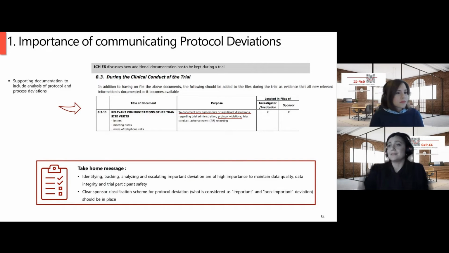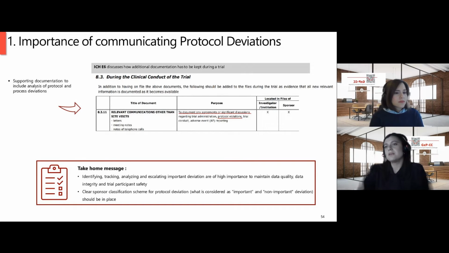That is that identifying, tracking, analyzing, and escalating, and also having CAPAs for protocol deviations are of high importance to maintain data quality, data integrity, and trial participant safety, as we saw in this case study that was actually jeopardized.